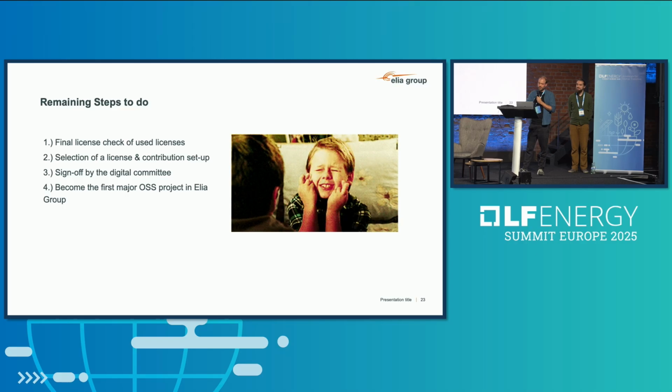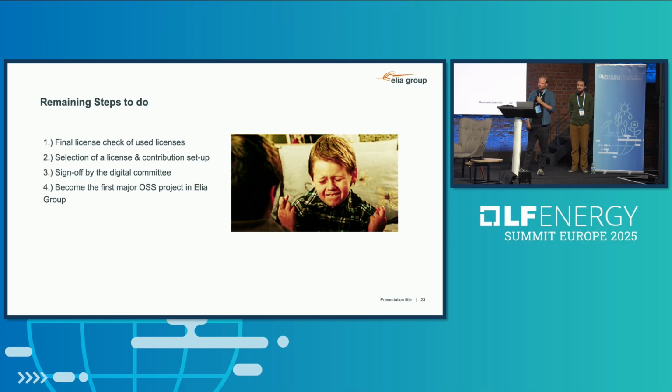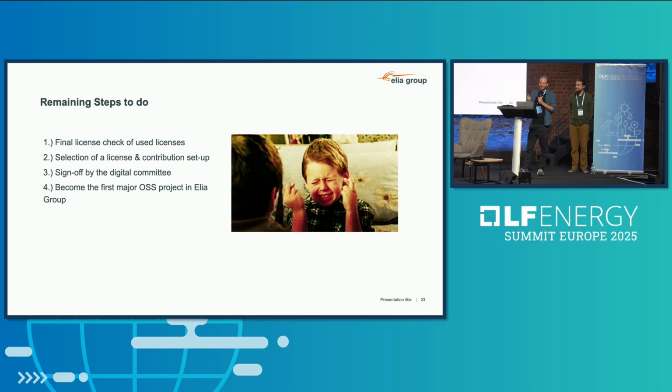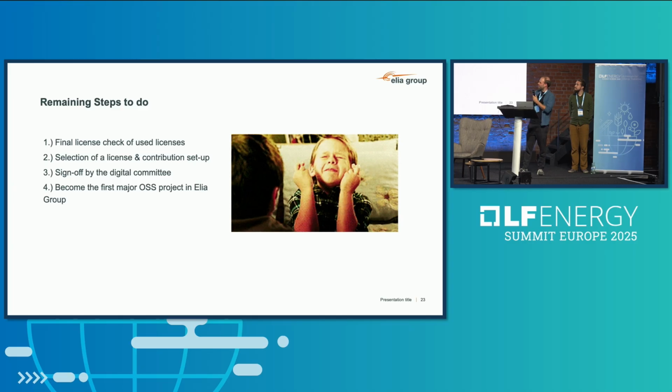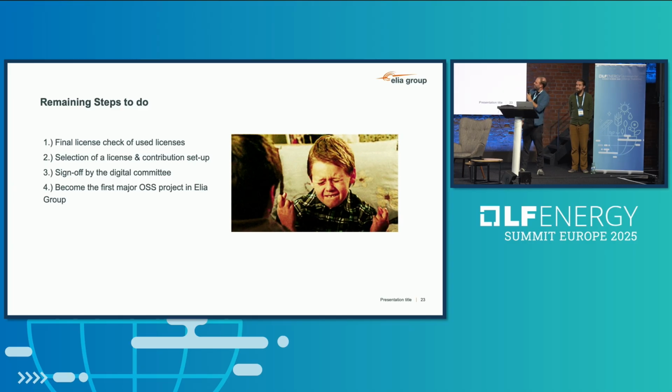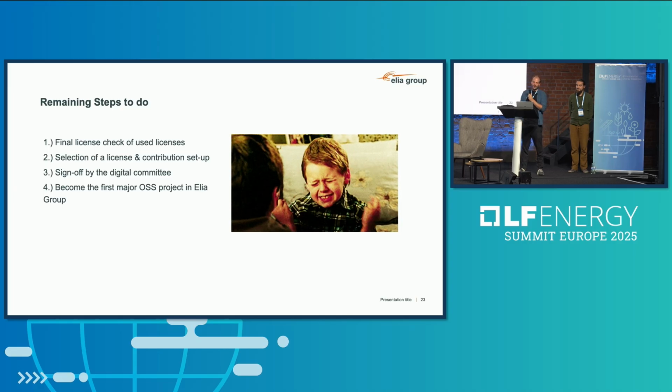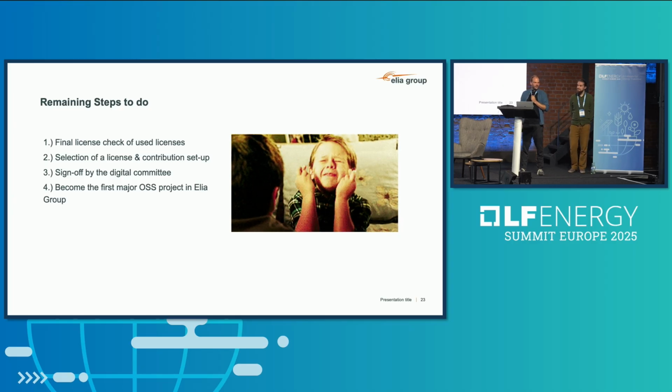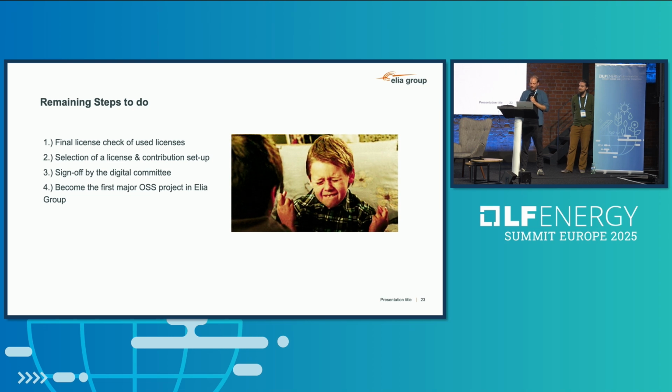And only a few steps remain, hopefully. A few license checks, deciding on what license to use. We are the pilot project for this, so give us a little time. Then there are some committees that probably have to decide, but hopefully say yes. And then we will be the first major open source project in the ELIA group, and we are really looking forward to this. And looking forward to collaborating with you and you trying out our topology optimization with your grid data that you may or may not be able to share.